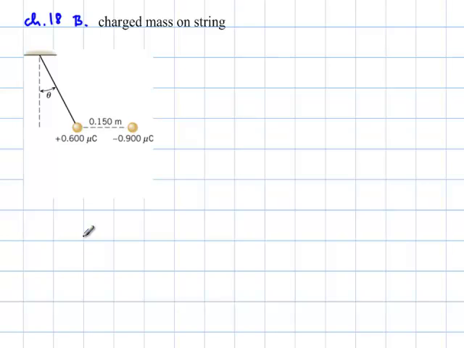Anyway, new problem. It says a small spherical insulator of mass 8.00 times 10 to the negative 2 kilograms and charge plus 0.600 microcoulombs is hung by a thin wire of negligible mass. A charge of negative 0.900 microcoulombs is held 0.150 meters away from the sphere and directly to the right of it. So the wire makes an angle theta with the vertical. See the drawing. Find A, the angle theta, and B, the tension in the wire.